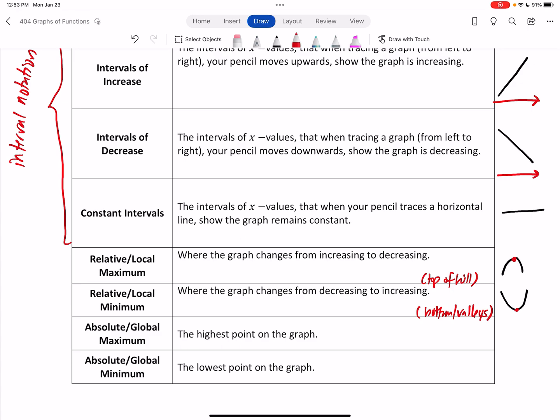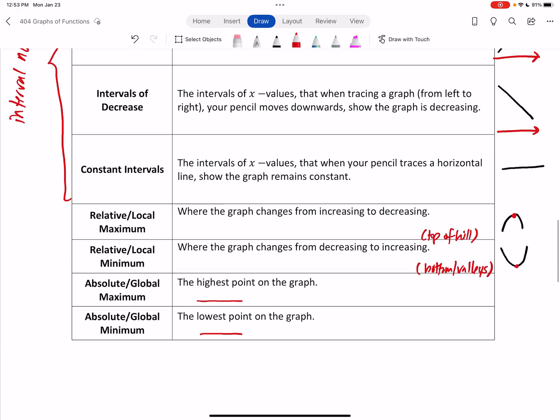Compared to the absolute or the global, and that's going to be the highest and lowest point on the entire graph. And these are just going to be points, okay? You're going to see they're going to ask you these questions in different ways. They're going to say, where is the relative maximum or global? When they use the word where, they want x values.